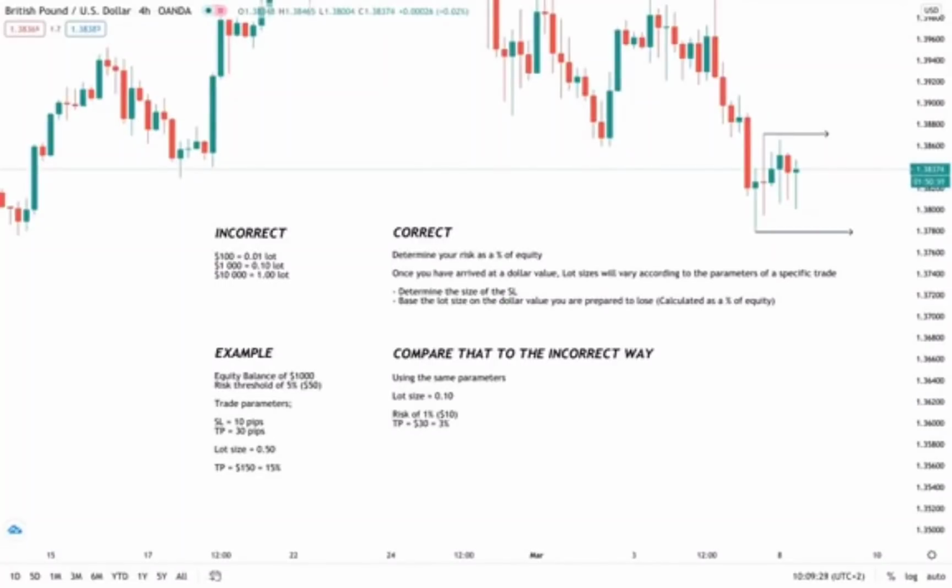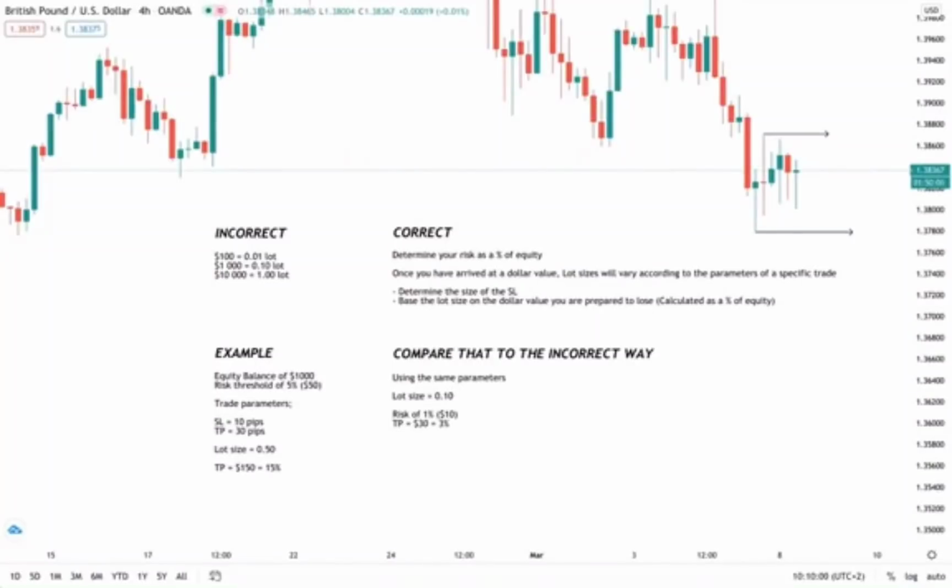Now, let's quickly look at risk management as a whole before we dive into the correct way of doing things. So risk should always be looked at in terms of a percentage. So looking at the correct way of doing things, risk should be determined as a percentage of equity, all right? So once you have arrived at a dollar value, lot sizes will then vary according to the parameters of a specific trade, all right? So what we mean by that is the following.